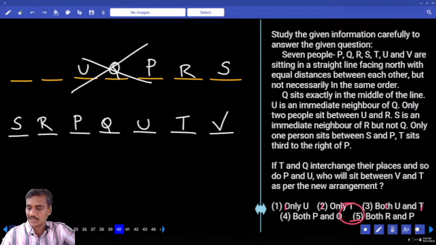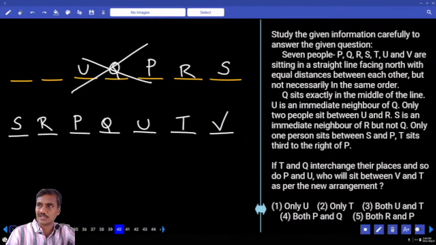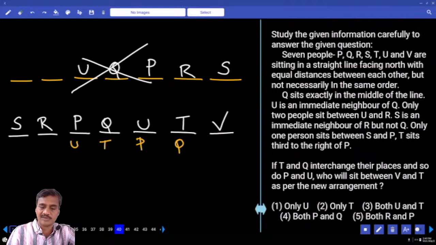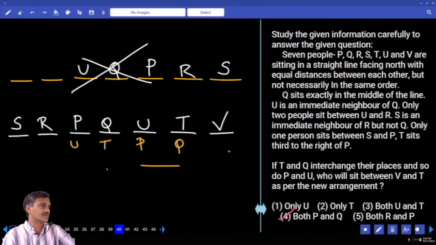Then the 40th, if T and Q interchange their places. T is going to the place of Q and Q is going to the place of P. Now U is here, P is here. Then who will be in between V and T? V is here, P and Q are the 2 persons, so choice for question number 40.